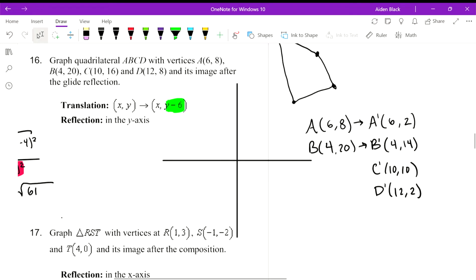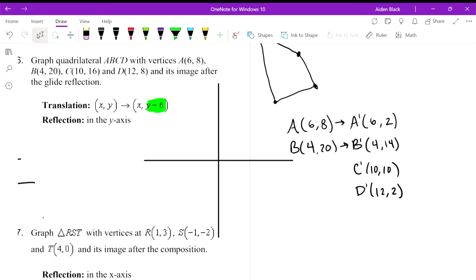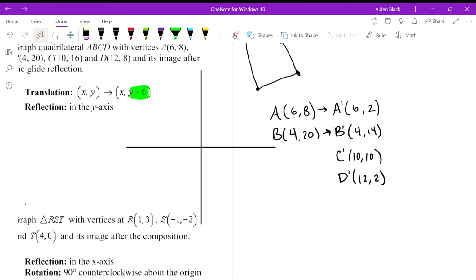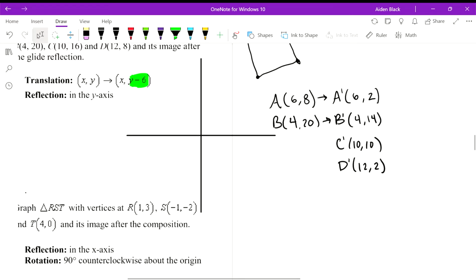Okay, now graphing this would have taken much longer, especially when we have two transformations. The second transformation is reflection in the y-axis. So you should know the rule for a reflection in the y-axis. Reflection in the y-axis, that rule is negative x, y.